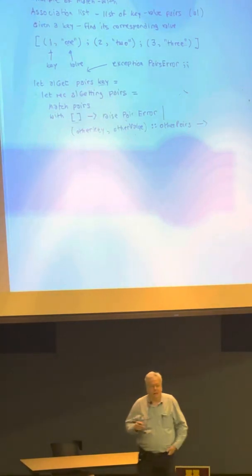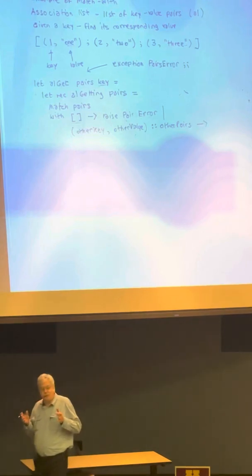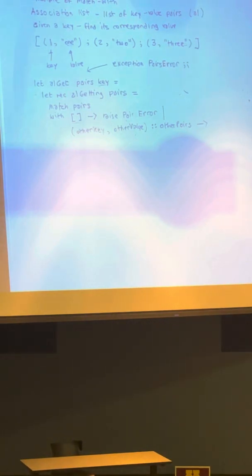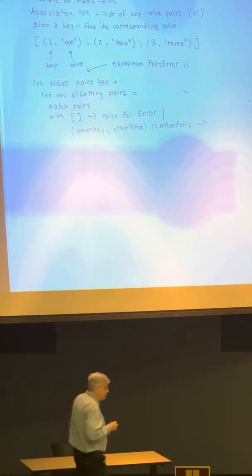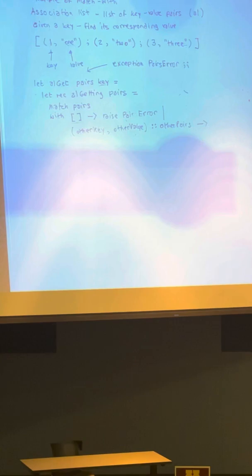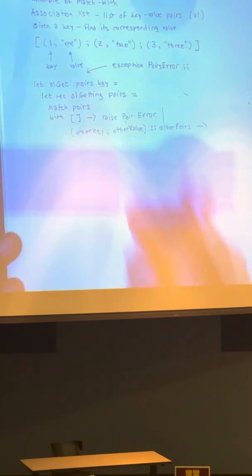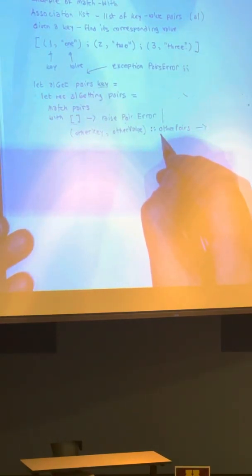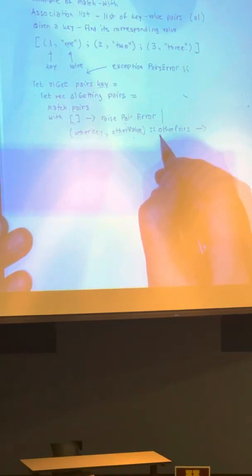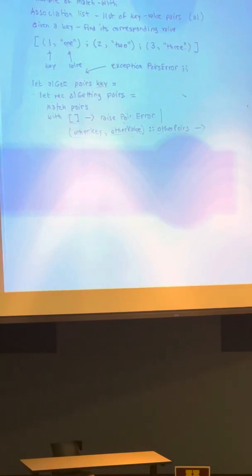What does this do? Well, the first part of the pattern is a two-tuple. And it's saying, all right, I'm looking for a two-tuple whose first component is other key and whose second component is other value. And where does that two-tuple appear? It appears as the first element of a list. How am I telling it that? Because I'm mentioning this constructor here, the cons constructor, and the rest of the list. So this is going to be the first element of my list. The rest of the list is going to be called other pairs.